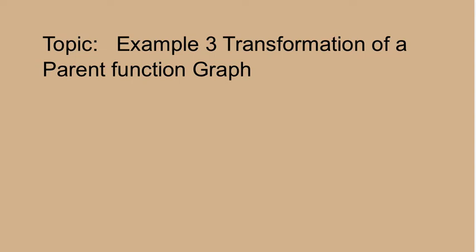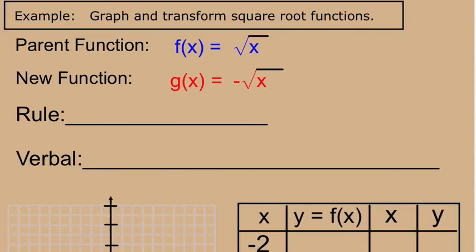Here's an example 3 of transformations of a parent function. Our parent function is a square root function, f of x equals the square root of x. And our transformation is a negative in front of the function.